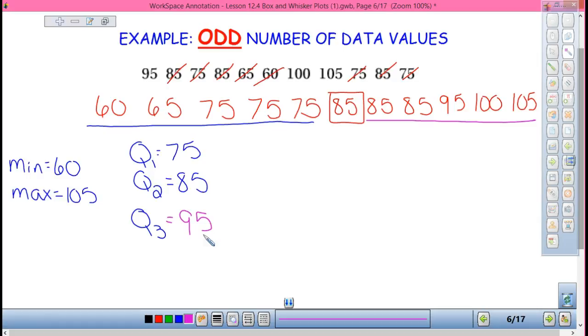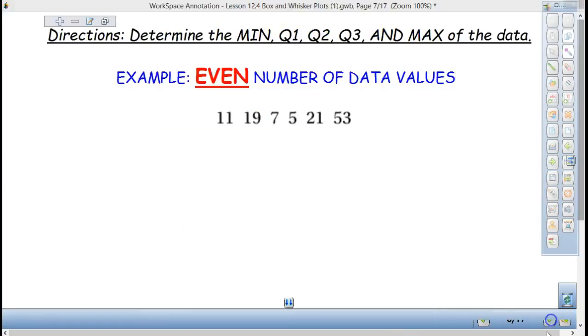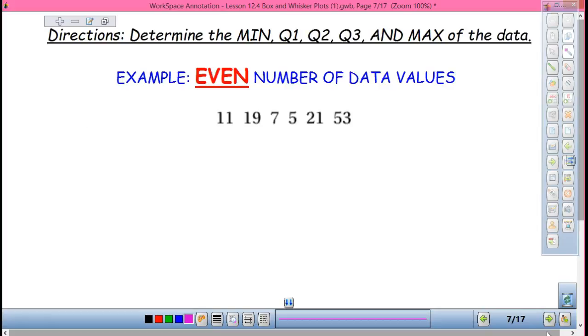So far, so good? All right, so that's if we have an odd number of zeta values. Now I have an even number, so things change up a little bit. Not too bad. Okay, so we got to put this in order.